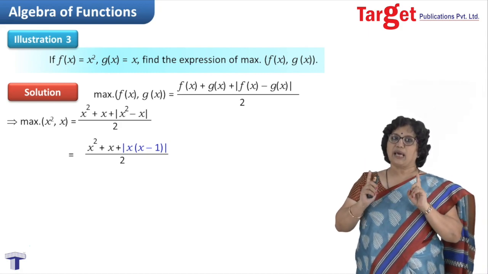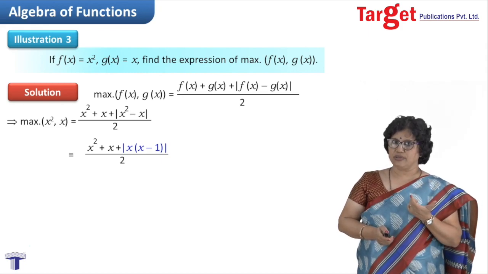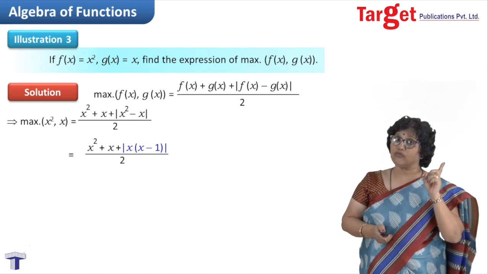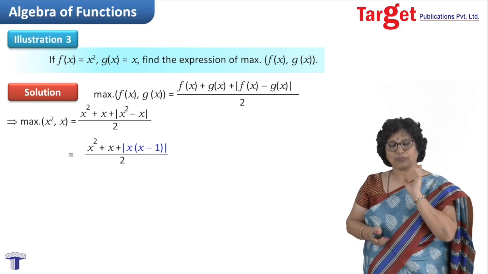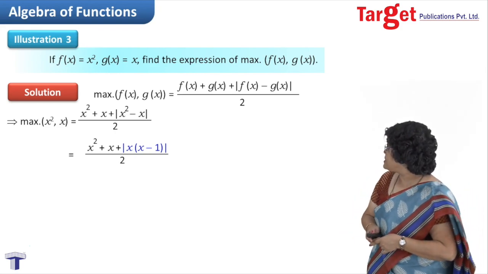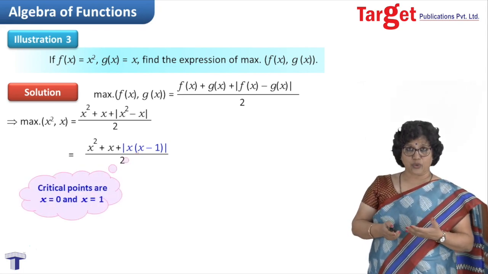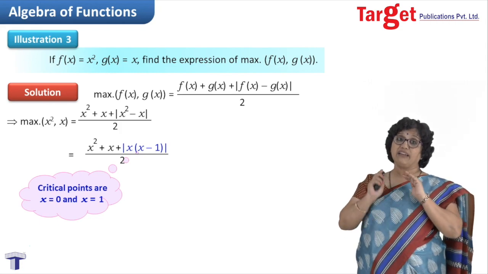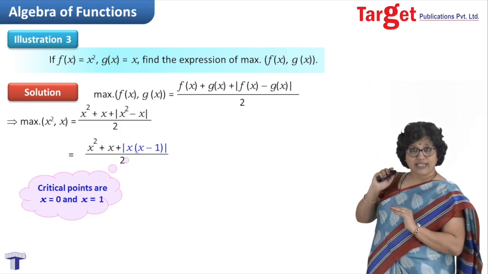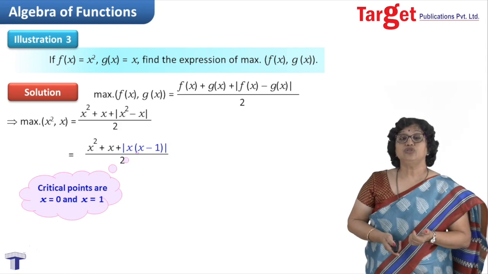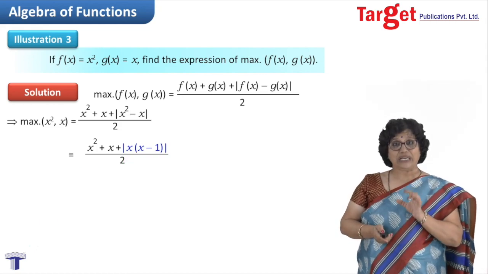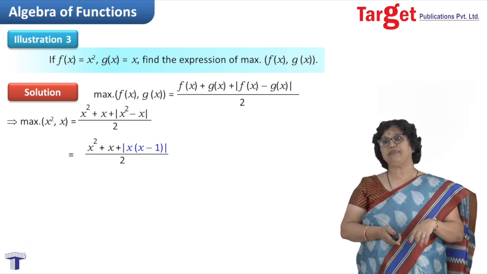Now, the quantity written inside the absolute value notation must take my attention. Why? Because that can be negative, that can be positive. Recall what you have learned in basic algebra and try to apply it here. Critical points are 0 and 1. They matter to us. When I mark them on the number line, we will get three regions: x less than 0, between 0 and 1, and greater than 1.